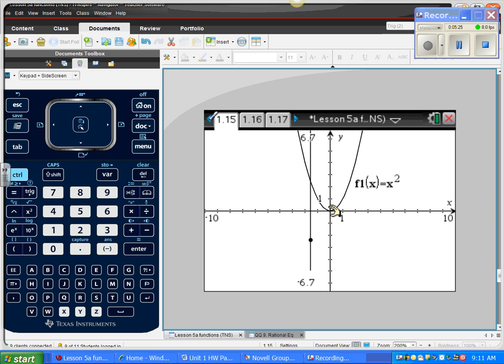Yeah, that would still be fine. If you have a -3 and a +3, are they on the same vertical? No. So it's still a function.